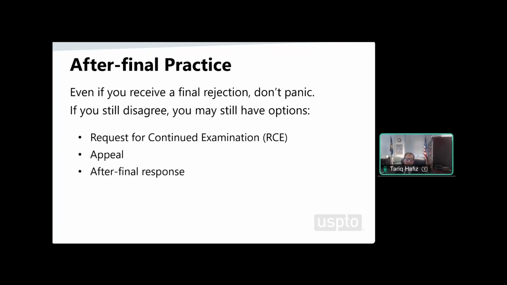After-final responses, like the request for reconsideration that I mentioned earlier, could persuade an examiner to reissue an office action, or maybe analyze the prior art, and they may decide that it's allowable at that time as well, right? There are a lot of things that can happen, but I definitely don't want you to give up. There are a lot of avenues after final as well.